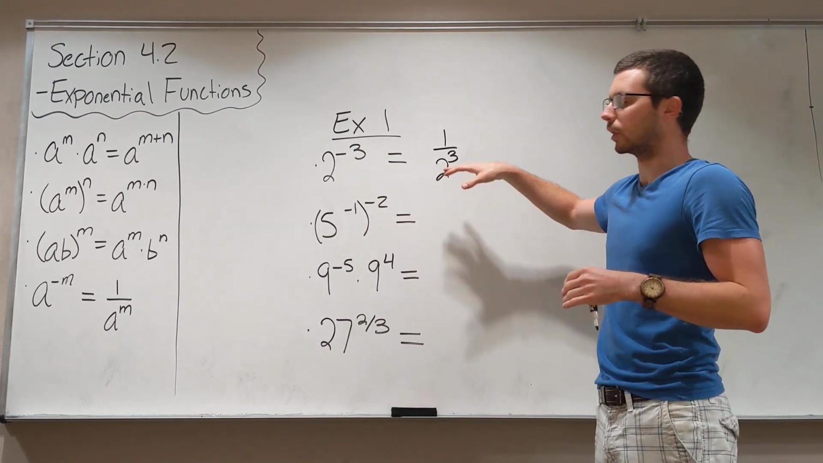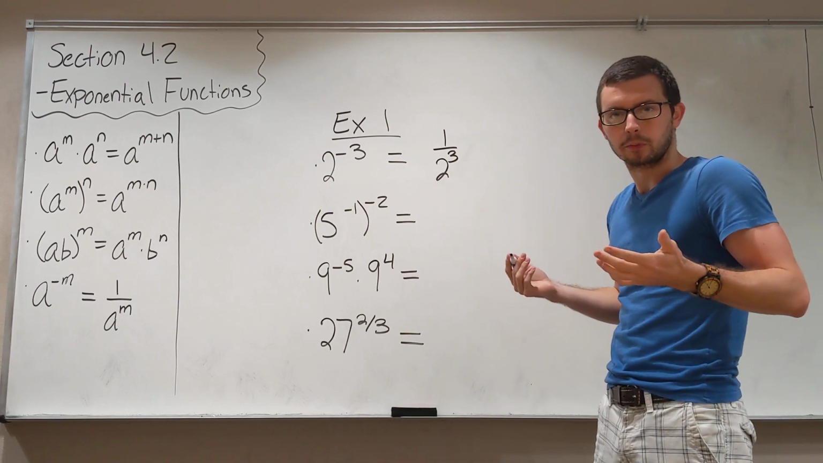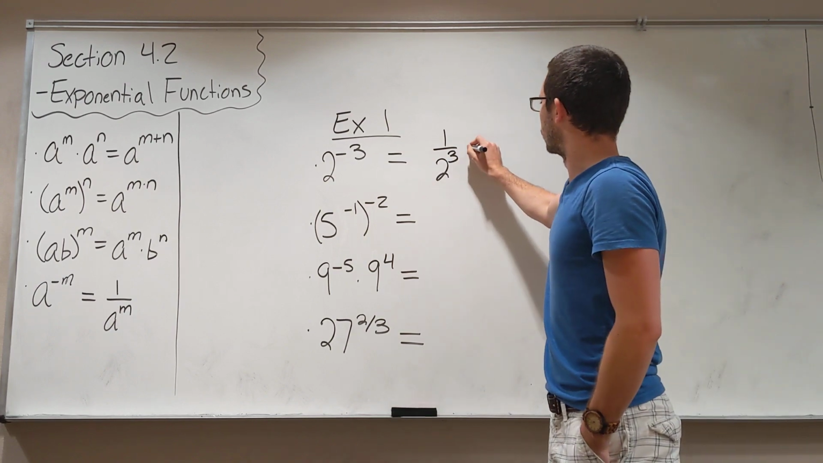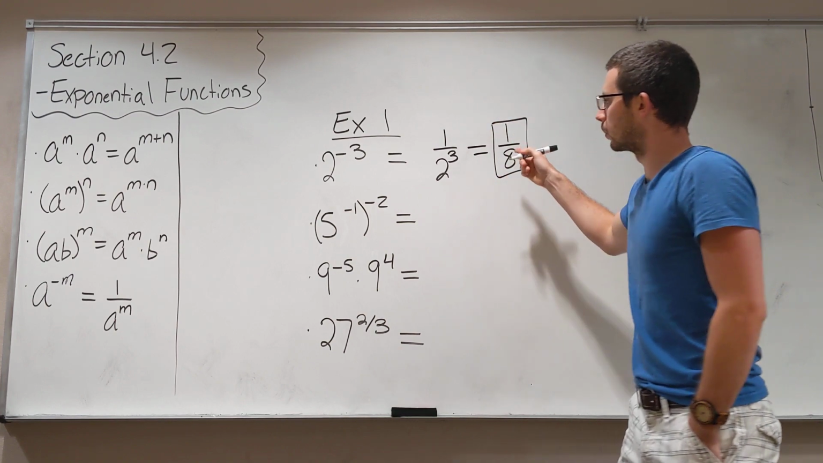And from here, we can go ahead and solve this. 1 over 2 to the third power, well, 2 to the third power is just 8. So 1 over 8 would be our final answer in this problem.